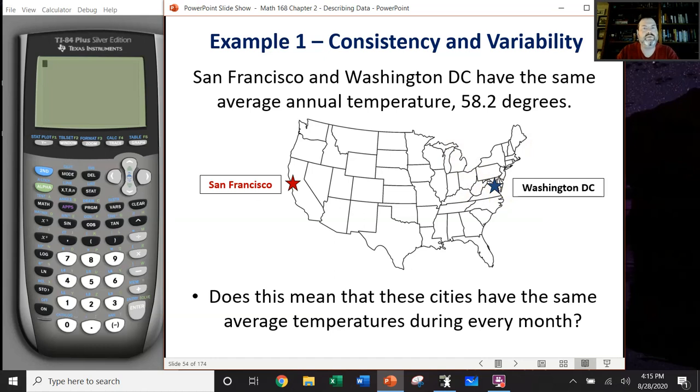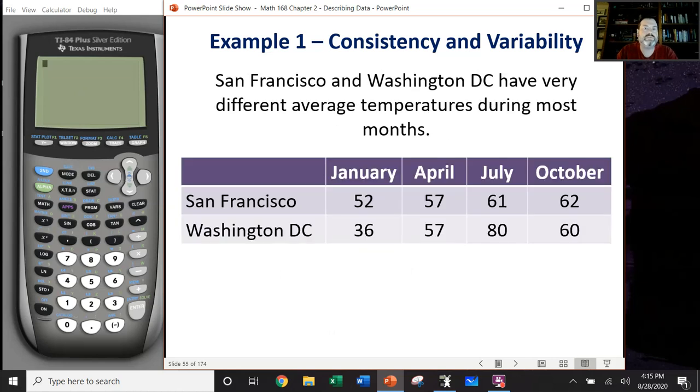What about in the winter? Well, Washington, D.C., again, similar weather to here. It snows there and things like that. What about San Francisco? Does it snow in San Francisco? It turns out that it doesn't. San Francisco never gets colder than about 40 degrees. So it turns out that during most months, San Francisco and Washington, D.C. have very different average temperatures. But you can see that in the spring and in the fall, they have similar temperatures. But most of the other parts of the year, they have different temperatures.